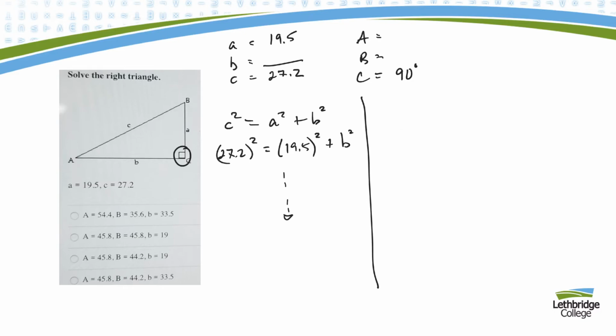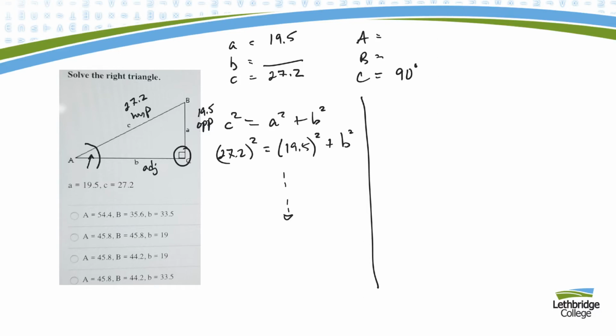So A, I don't know this angle. Why don't we try and find out what angle A is? So if that's the angle in question, this side over here is the opposite side. This side is the adjacent side. This side is the hypotenuse. So they gave us A, which is 19.5, and they gave us C, which is 27.2.